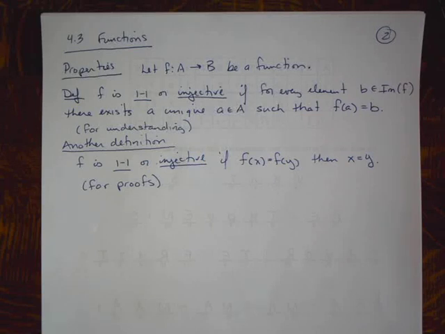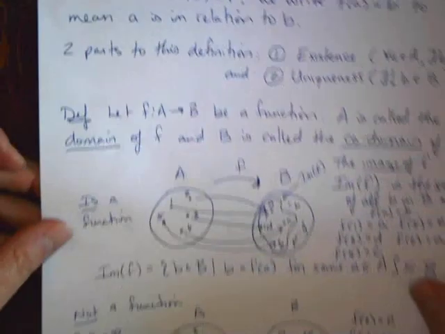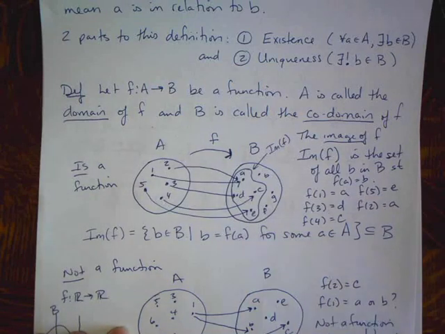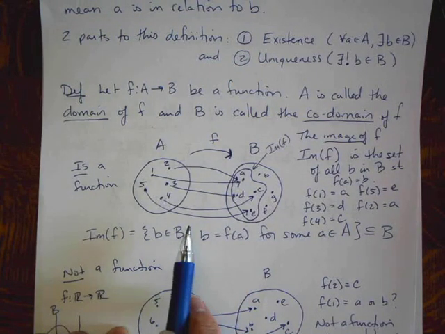So this definition is for proofs. It's not as easy to understand. The first one is very good for understanding. The second one is equivalent, but it's not as easy to understand. Looking at the example will help though. Here we go. I'm going to put the other page in. Okay, here's the example.